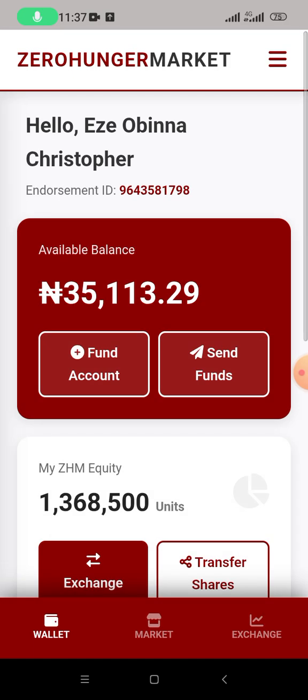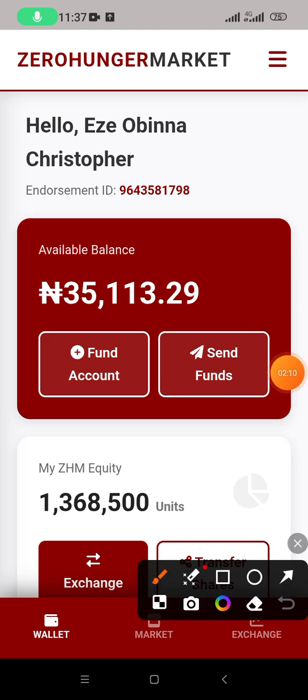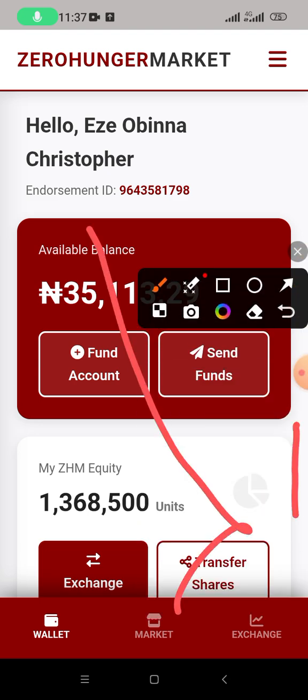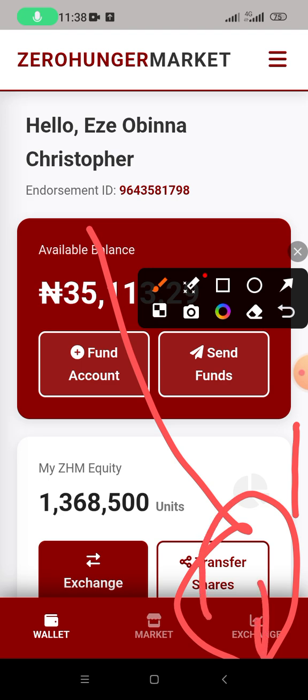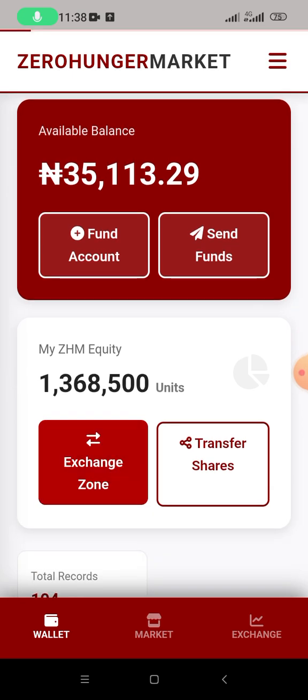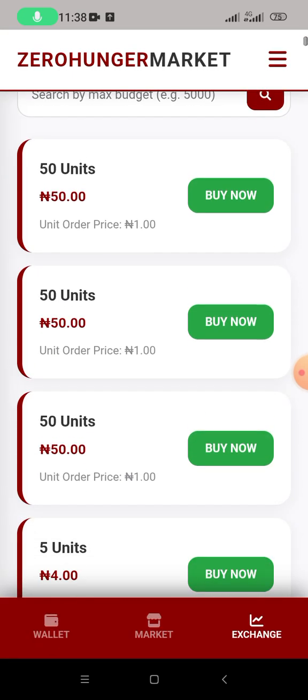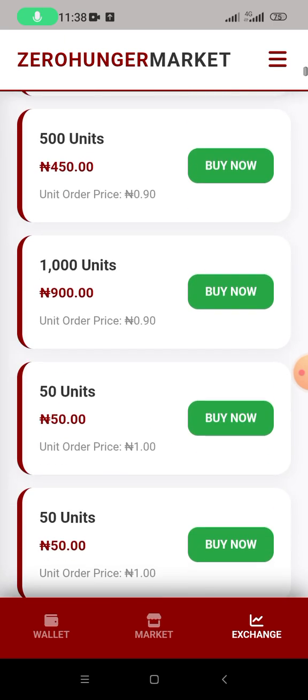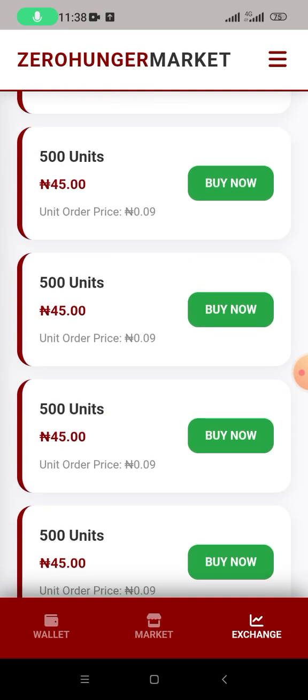After you now have balance, you have funded the account, you have money here. What is the next thing? Step 3. Go to exchange. This is what I'm talking about. You can find exchange here, or you can find it here. If you go to exchange, this is where you buy the market unit. If you scroll, you just check the market unit that you can buy, the one you can afford to buy.